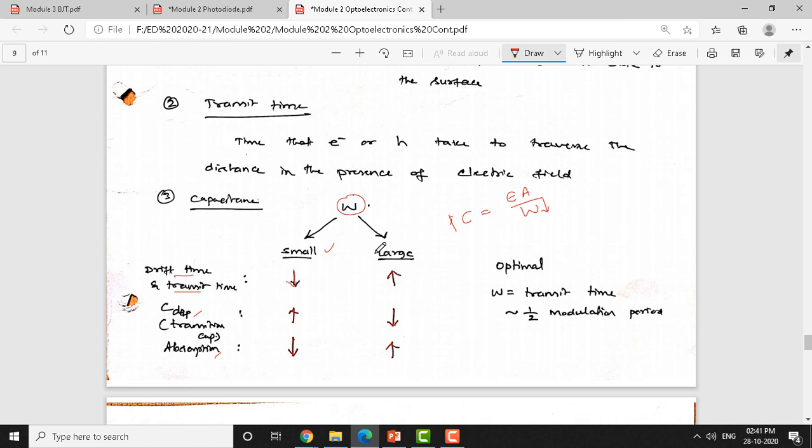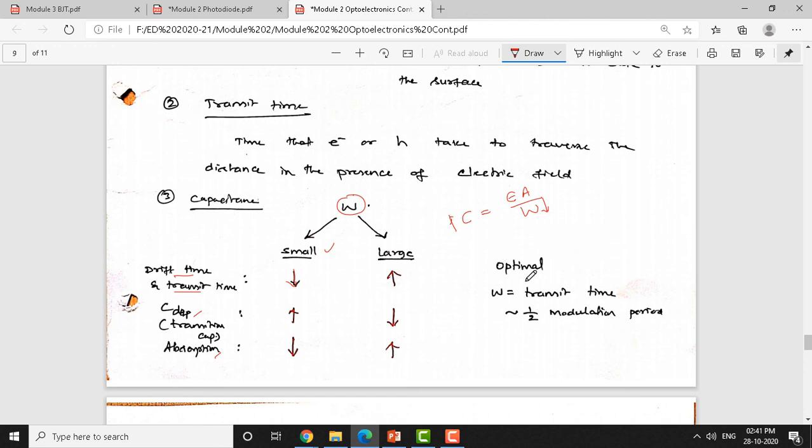On the other hand, if you see a larger depletion width, the transit time increases, and the depletion capacitance decreases, because this W is going to be large, so the capacitance keeps decreasing. And because W is large, there is a large absorption of photons within the depletion region. Now, we have seen the pros and cons of small and large depletion width.